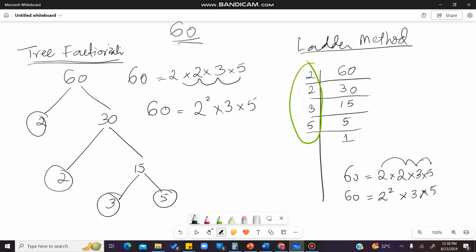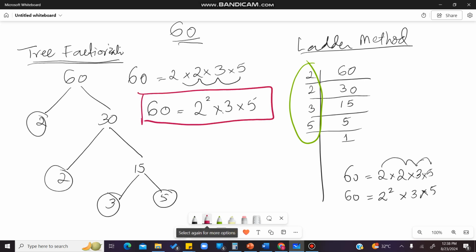So from both methods, I will get my prime factors. In method 1, this is what I got, and in method 2, this is what I got. You will choose the method you prefer depending on the size of the number. In all practical purposes, large numbers are best solved using the ladder method.